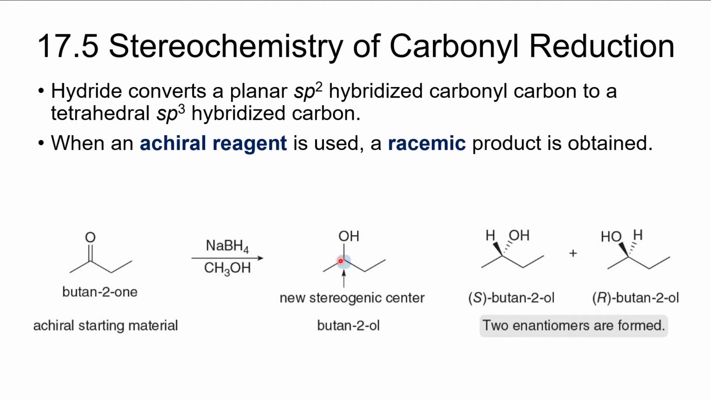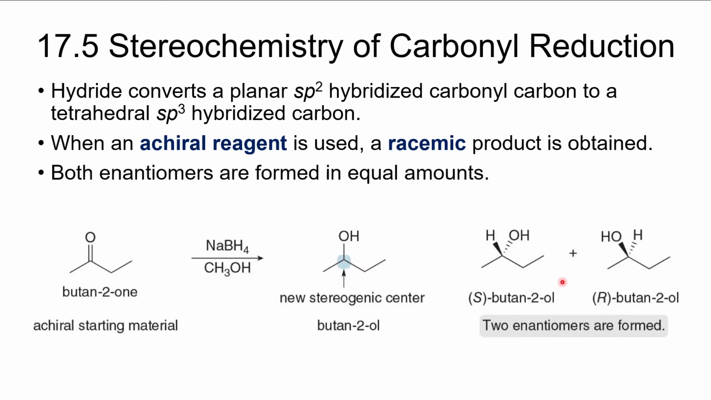So here with the 2-butanone, when we reduce it, we do get a new stereogenic center. That carbon has OH, hydrogen, methyl, and ethyl all attached to that carbon. And so as a consequence, we have a new stereogenic center. But we'll find that the 2 products are equally likely. We will get an exact 50-50 mixture of the S-butan-2-ol and the R-butan-2-ol.